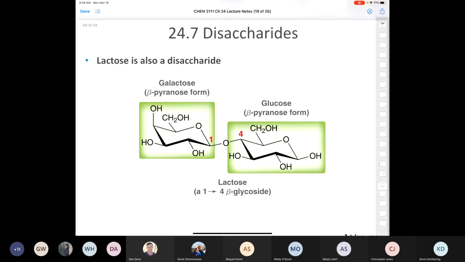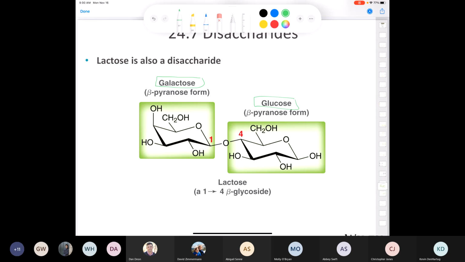Lactose is another disaccharide. On the left-hand side, we have galactose, and on the right-hand side, we have glucose. You need to know that the linkage is a beta linkage, right? Because the glycosidic bond is formed from the anomeric carbon of galactose, and it's going in the up position. Now, again, since the hydroxyl on the anomeric carbon of glucose is pointing up, I would call this beta lactose. If it was pointing down, it would still be lactose, but it would be alpha lactose.